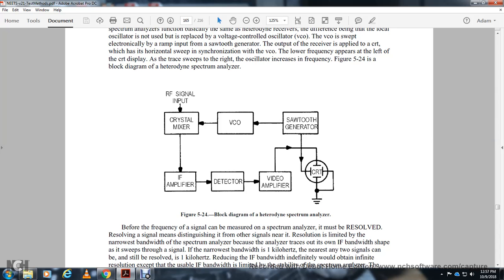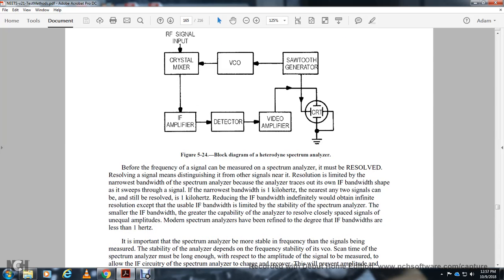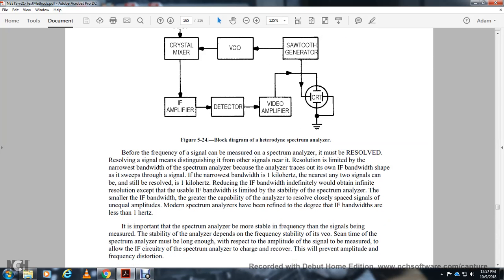The radio frequency signal goes into the crystal mixer, then the amplifier, the detector, and the video amplifier to the cathode ray tube. The sweep generates the voltage controlled oscillator signal back to the crystal mixer. Because of this, a signal can be made with the spectrum analyzer that may be resolved, with the resulting signal distinguished from other signals near it, with the resolution limited by the narrow bandwidth of the spectrum analyzer.